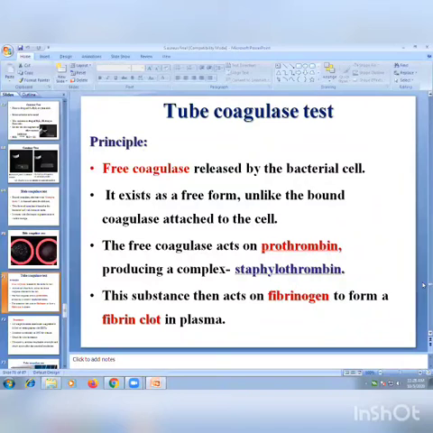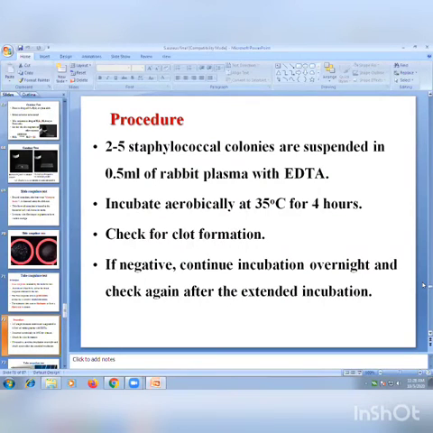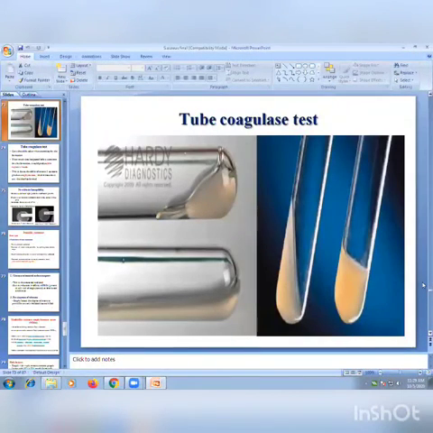Tube coagulase test: free coagulase is released by the bacterial cell. It exists in a free form, unlike the bound coagulase, which is attached to the cell. The free coagulase acts on prothrombin, producing a complex with staphylococci. This substance then acts on fibrinogen to form a fibrin clot in the plasma. So we take 0.5 ml rabbit or human plasma and mix an equal amount. Incubate at 35 degrees for 4 hours, and check for clot formation by tilting the tube. If the test is negative, it will flow. If the test is positive, clotting occurs and it doesn't flow. So like this.